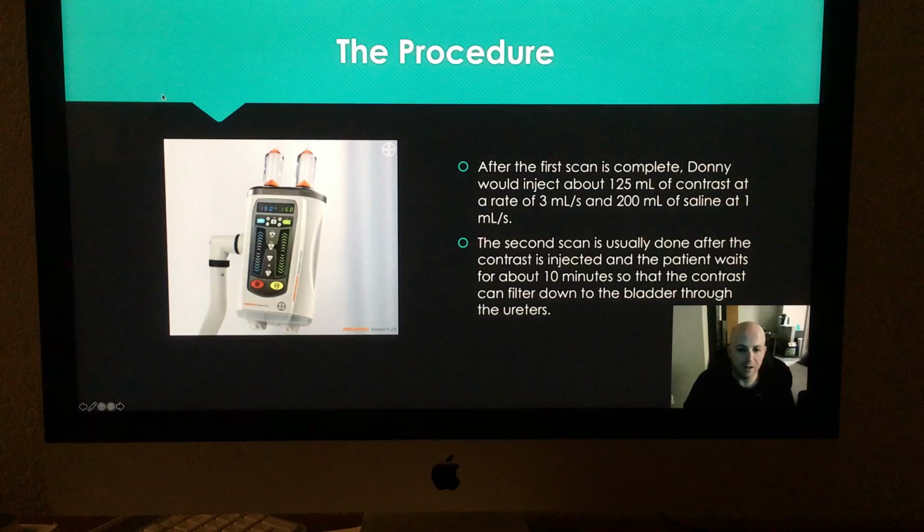Okay. After the first scan is complete, Donnie would inject about 125 milliliters of contrast at a rate of 3 milliliters per second and 200 milliliters of saline at 1 milliliter per second. The second scan is usually done after the contrast is injected, and the patient waits for about 10 minutes so that the contrast can filter down to the bladder, through the ureters, and of course go through the kidney, just light up the whole urinary system essentially.